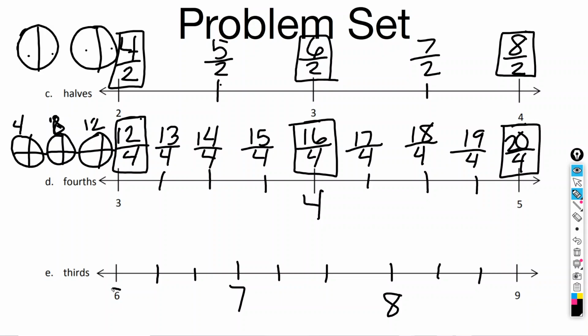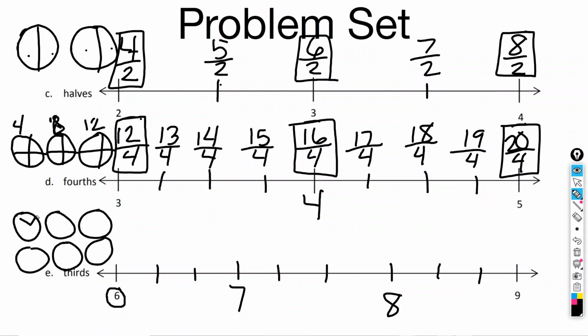Now, it wants us to figure out what is the fraction for 6 wholes. So how many thirds do we need? So I'm going to go ahead and draw 6 wholes. 1, 2, 3, 4, 5, 6, and break each of them into thirds, which I just do my Y shape because that's my little trick for making thirds.